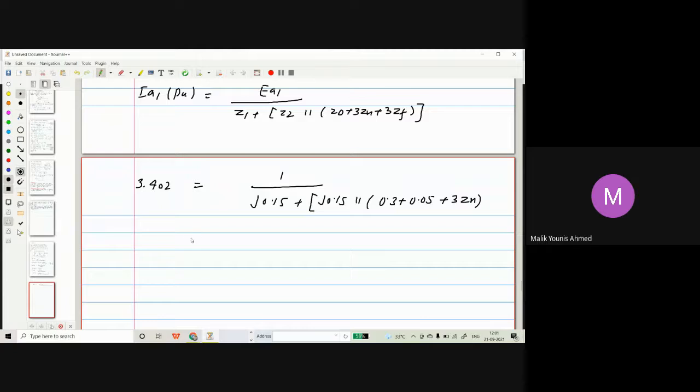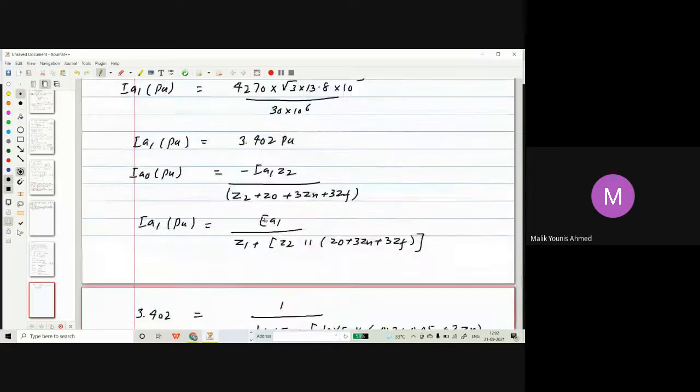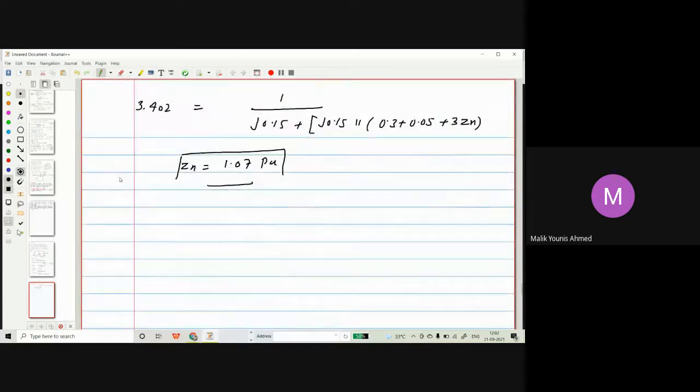So if you are using your calculator, you can calculate that value as in per unit, Zn. So what you have to do, you have to get the actual value. If actual value you have to get, so Zn actual will be, this is impedance. We know how to get the actual value.